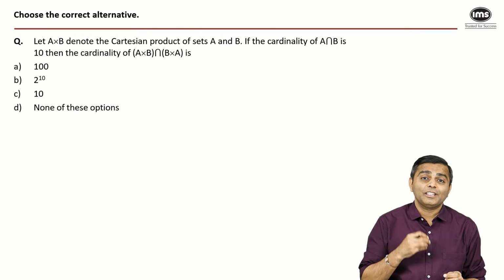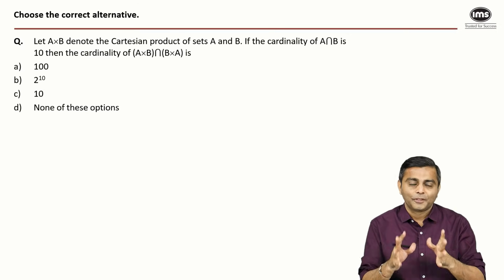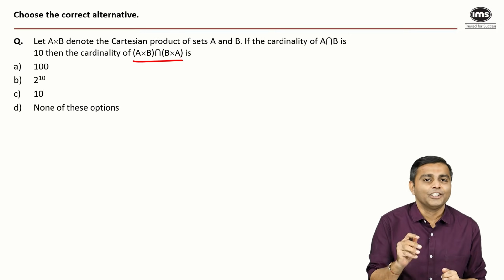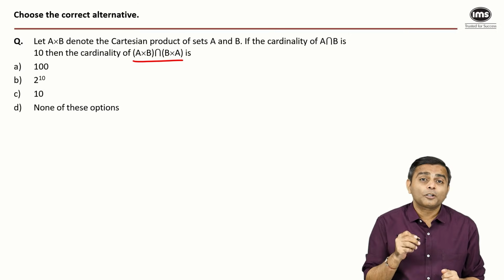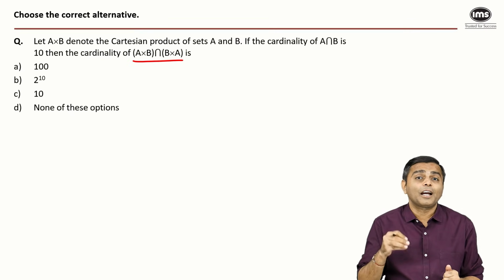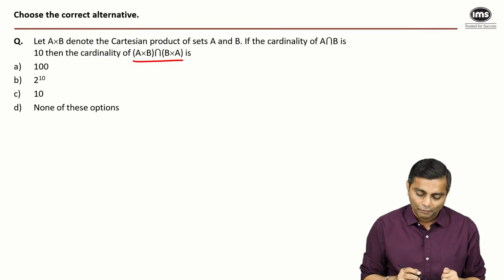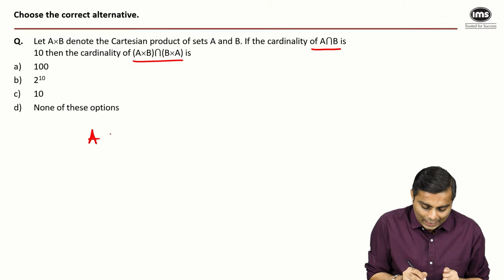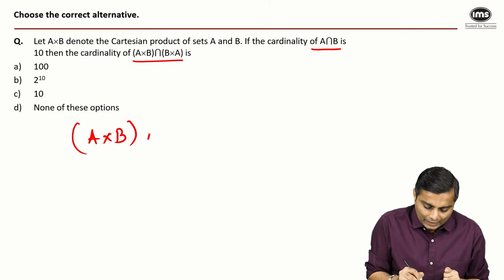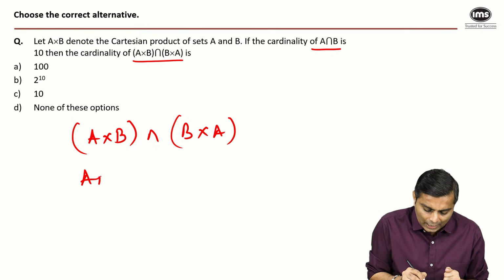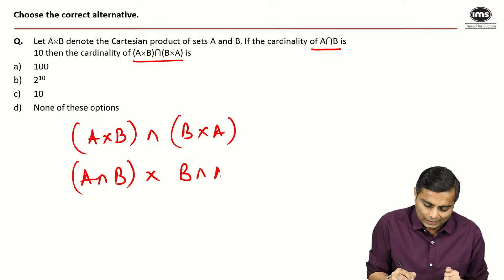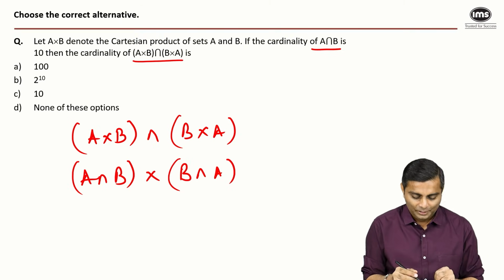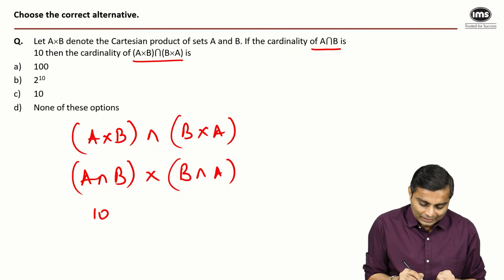Moving on to the next question, one of the easiest in the current mock. Set theory and Cartesian product. The Cartesian product of A cross B intersection with the Cartesian product of B cross A, we are trying to find the number of elements. They have given the cardinality of A intersection B as 10. Now, A cross B intersection B cross A is nothing but A intersection B cross B intersection A. It's as simple as this. A intersection B, the cardinality is given as 10.